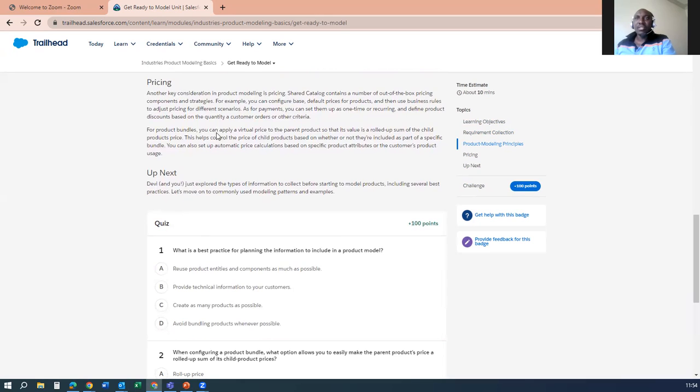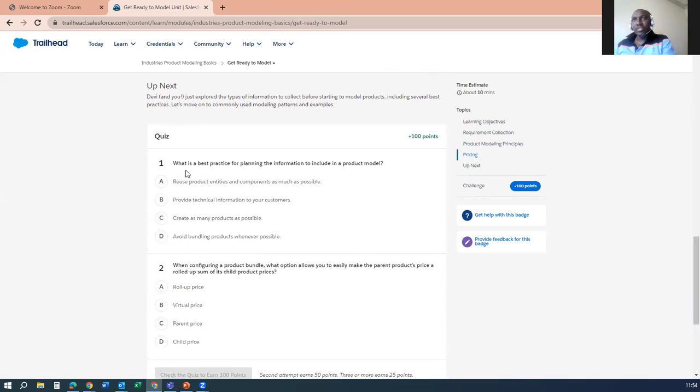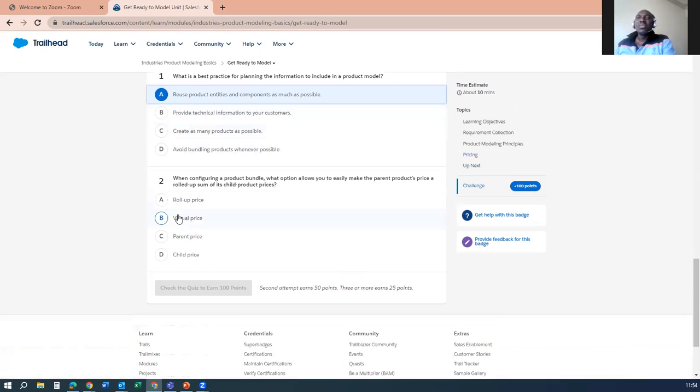After learning all this, we go to the quiz. What is the best practice for planning the information to include in a product model? The options are: reuse product entities and components as much as possible, provide technical information to your customers, create as many products as possible, and avoid bundling products whenever possible. When I look at this, I see part A is correct: reuse product entities and components as much as possible. So I'll go to the next question.